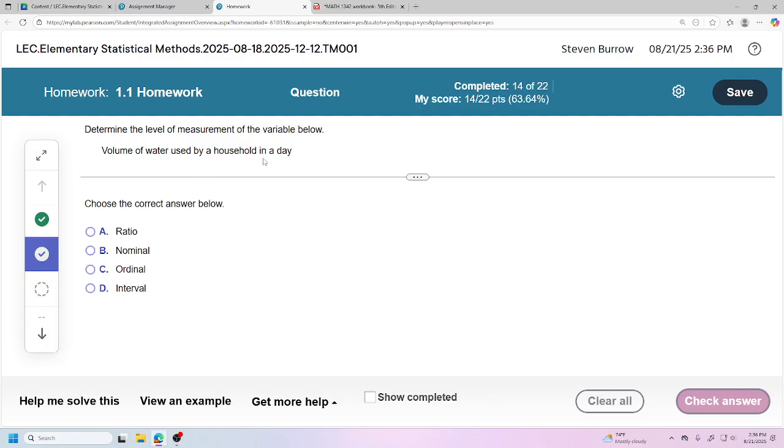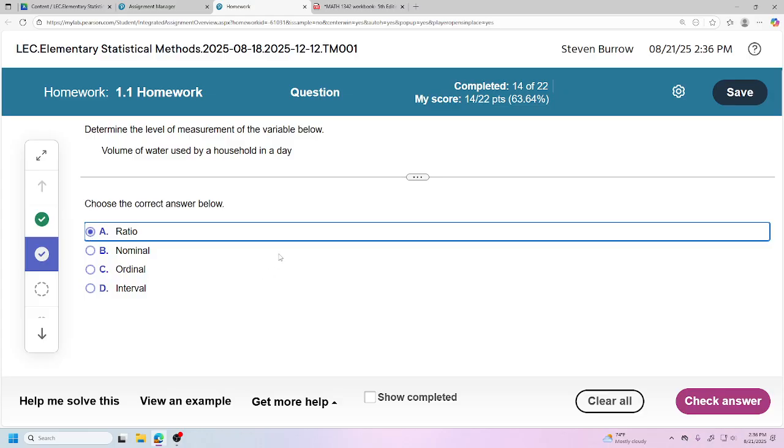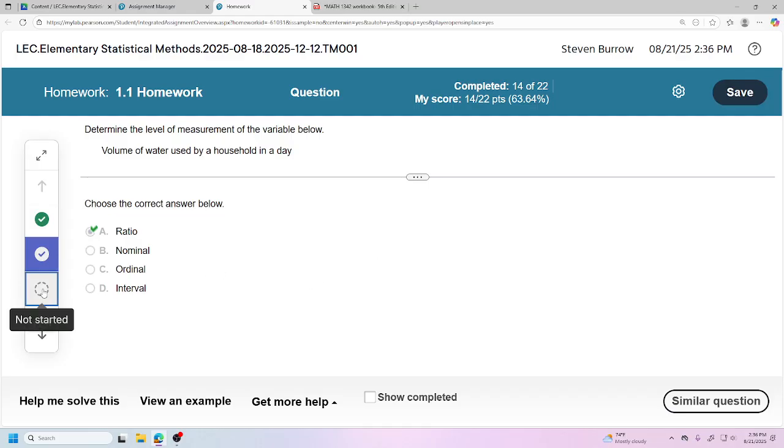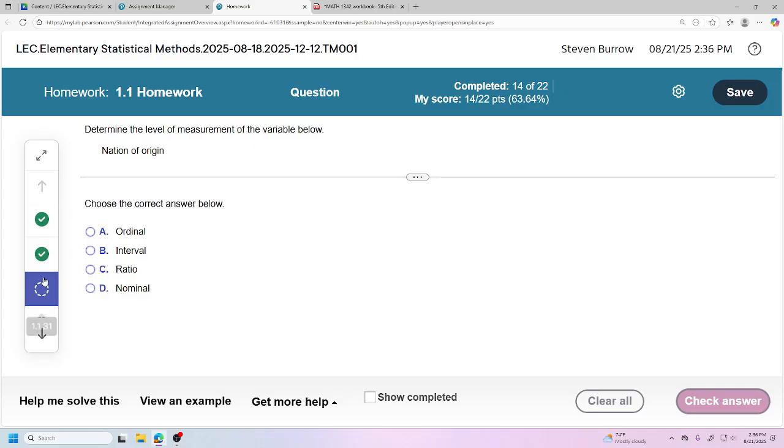Volume of water used by a house. Ratio, I believe. So it's definitely going to be a number, right? But can I use a negative amount of water? Very good. Next one. Oh, we already did that one.